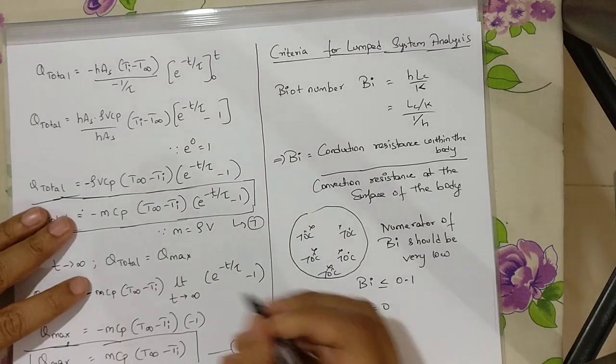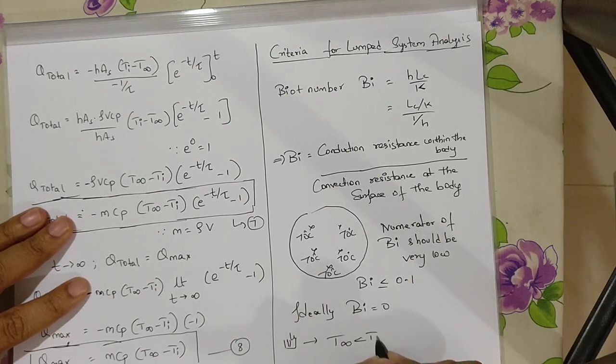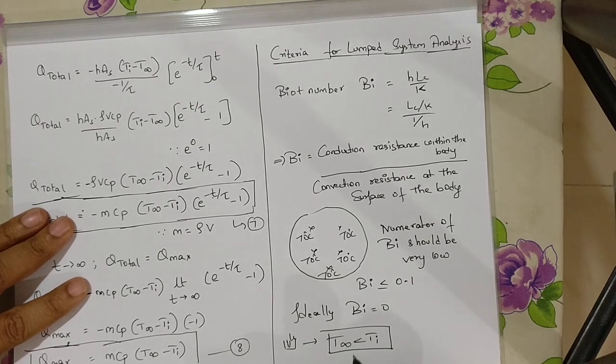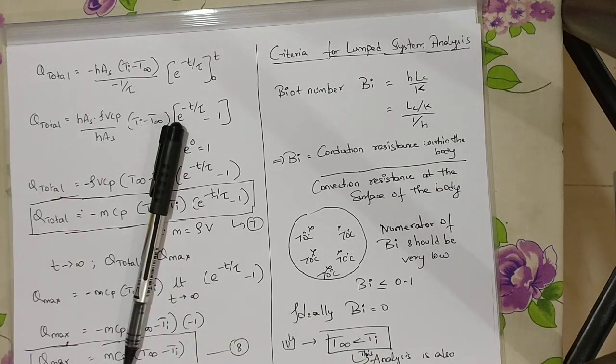Okay guys, and one more thing, similarly we can do this when T infinity is less than Ti. So this lumped system analysis is also valid when the body is kept in a colder environment, that means T infinity less than Ti. But remember, to implement this analysis, the Biot number should always be less than or equal to 0.1.